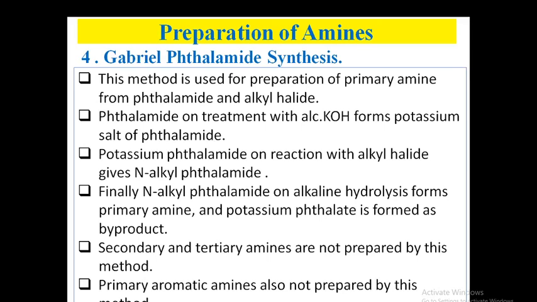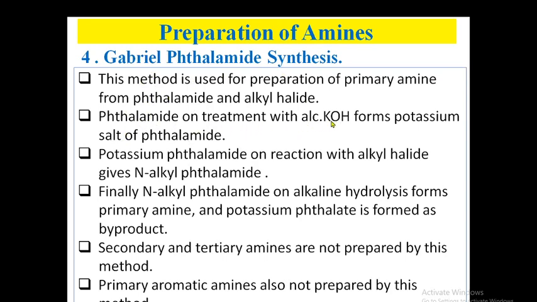Next is preparation of amines by Gabriel phthalimide synthesis. Gabriel phthalimide synthesis is a very important reaction. This method is used for the preparation of primary amines from phthalimide and alkyl halide. So that's the first thing about this Gabriel phthalimide synthesis. The raw materials are phthalimide and alkyl halide.